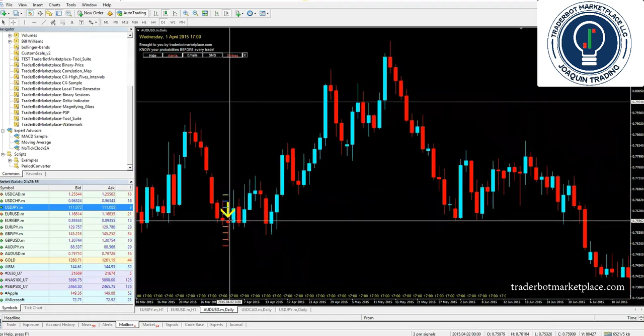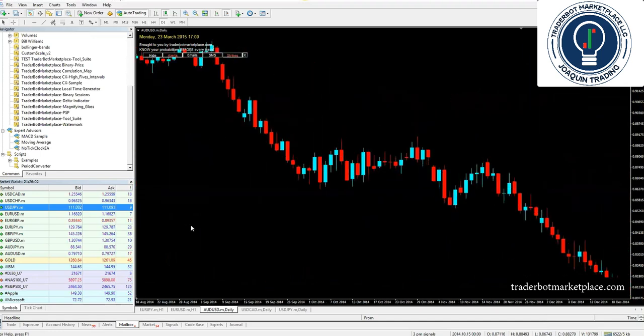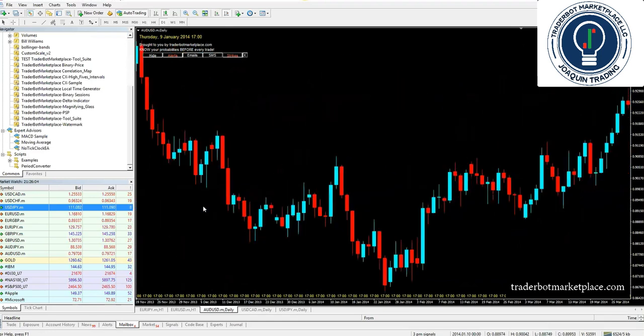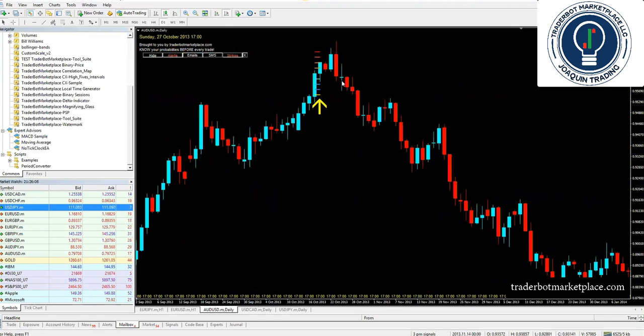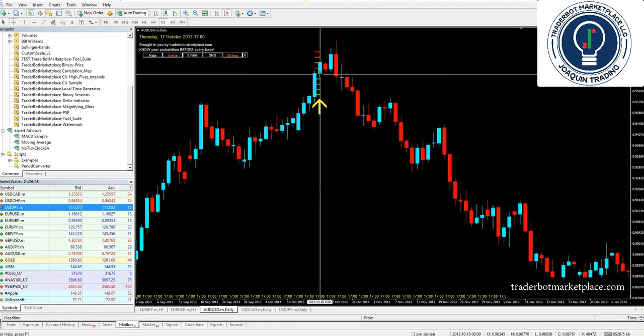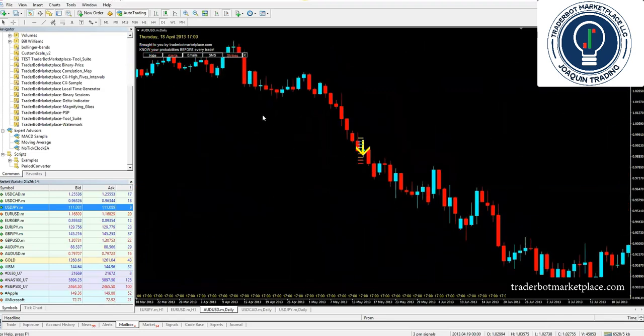Here, price came out and it went down. It doesn't look like a whole lot, but it's 65 pips. I'm going to show you the statistics on this in a minute. Right here, price initially moved up about 50 pips, and it kept going up in the amount of 125 pips.